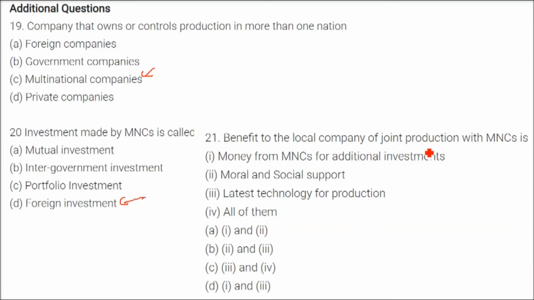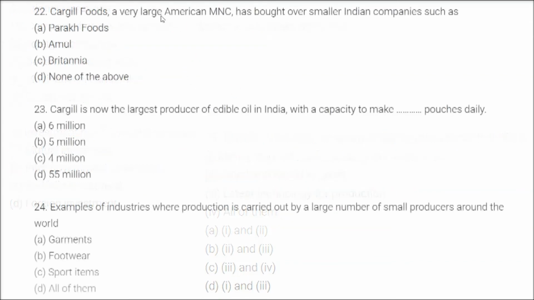D. The benefit to the local company of joint production with MNCs is, and the answer is, see there are 4 options, so we'll choose 2 of them, right? So it is money from MNCs for additional investment, this is also true. Moral and social support, no, all of them no. Latest technology for production, so 1 and 3. So D is the answer.